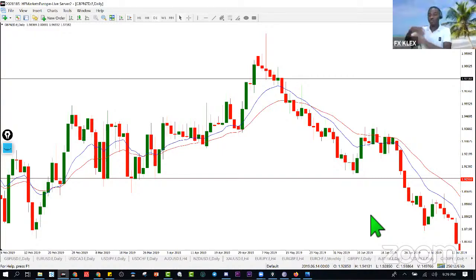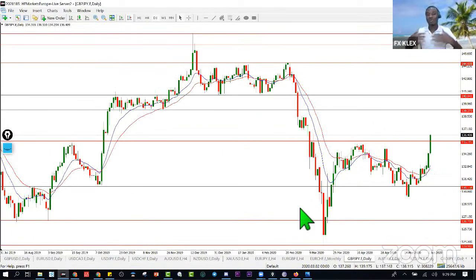So whenever you want to trade minor currency pairs, like the British pound sterling against the Canadian dollar, New Zealand against the Canadian, or the Australian dollar against the Swiss, you have to reduce your position size, because these minor currency pairs have high spread. So the higher the spread, the more you have to lower your position size.